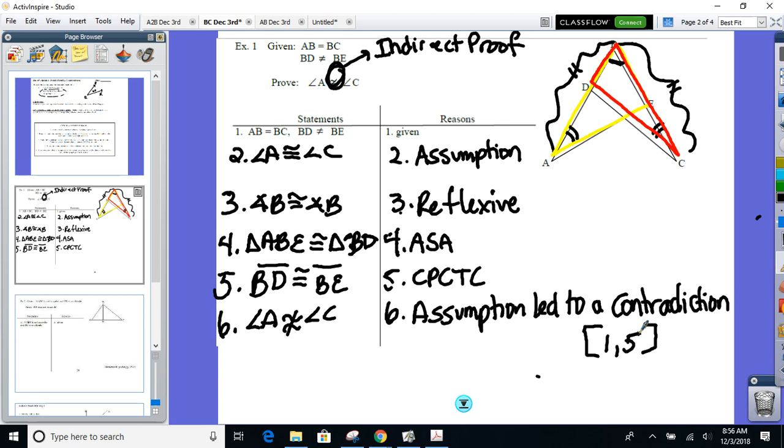And here is your goal in every indirect proof. I did not say this yet, but you did it. The goal of any indirect proof is to contradict one of the givens. Prove the opposite of one of these. And once you do that, then your assumption led to a contradiction. Anything you want to ask here before we go on to a second one?